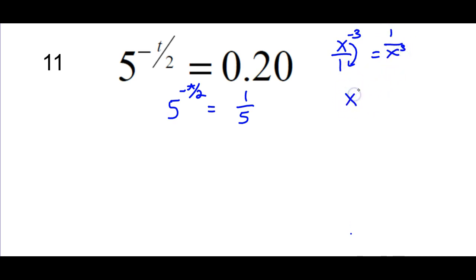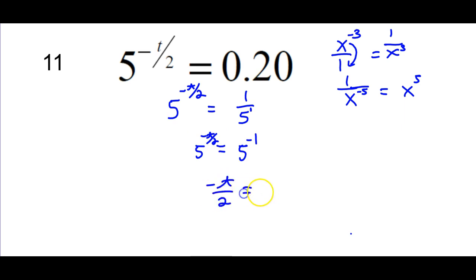Or if I have 1 over x to the negative 5, that's the same thing as x to the 5th. And so with the 5 in the bottom, the base is 5 and it has an exponent of 1. If I move it up top, I can do that and just make the exponent negative 1. So just like how x to the negative 3 is the same thing as 1 over x cubed, 5 to the negative 1 is the same thing as 1 over 5 to the first. And now I have these as the same base. And so with the same base, I can set the exponents equal to one another.